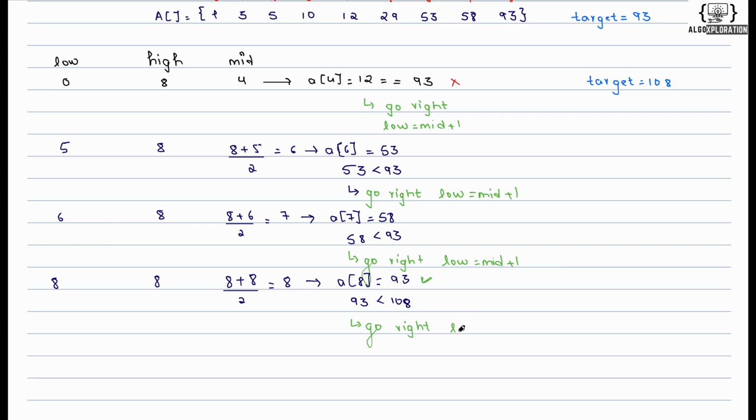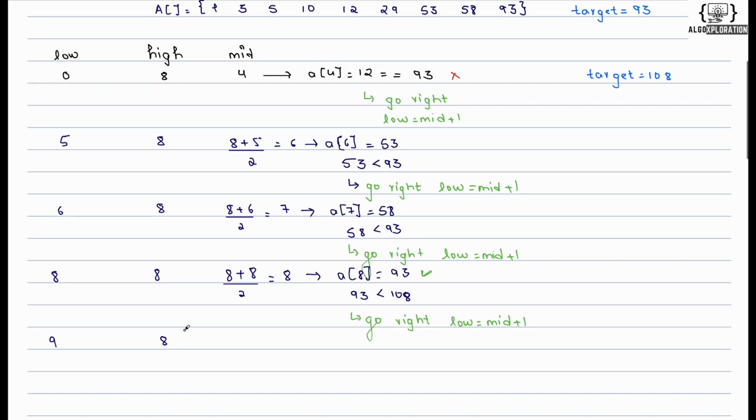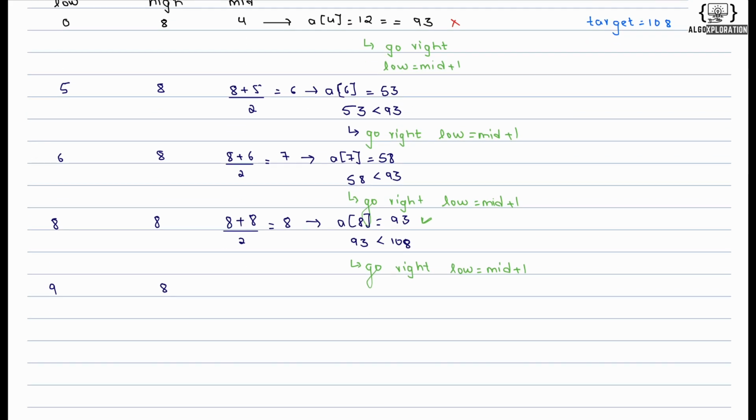That means do low equals to mid plus 1. Okay, so we'll do that. So low will be 9 and high will be as it is, 8. Now we can see that low is greater than high. If that's the case, then we have to return false.